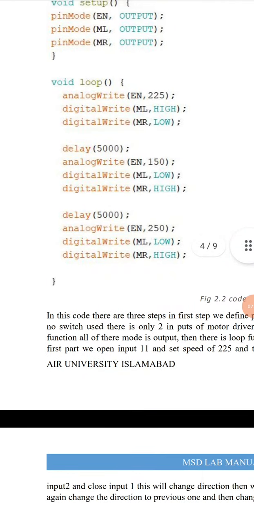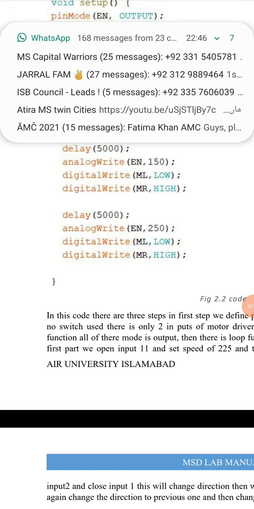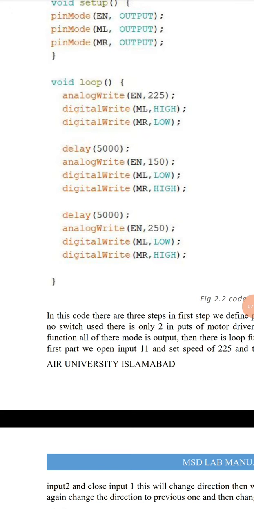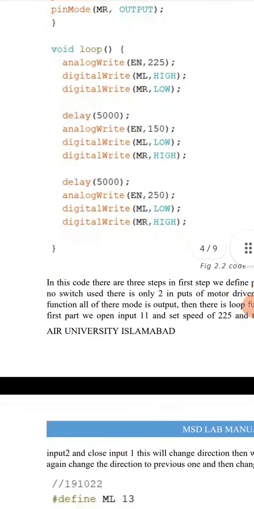Then we have given it a delay of 5000. Now 5000 doesn't mean 5000 minutes or seconds. It is 5000 milliseconds, which is about 5 seconds. And then we use analog write again, and we give it enable 150. You can see the speed decreased from the previous one, because we want to change something.